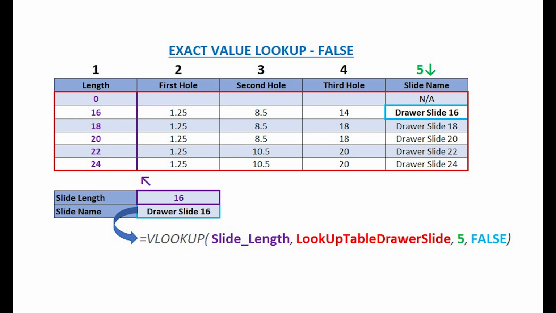In this first example, we're going to use the VLOOKUP to return the slide name based on the slide length. For the formula, the value or criteria to search is the slide length, which is 16. The range we are looking in is lookup table drawer slide. We're wanting to return a value from column 5, which is the drawer slide name. Then, because we're referencing an exact match value based on the last parameter being false, it's going to return drawer slide 16.